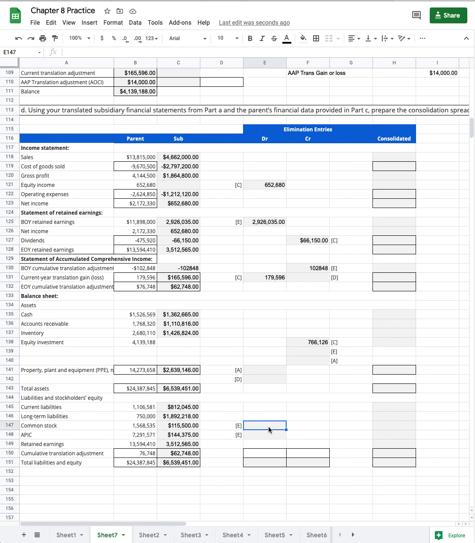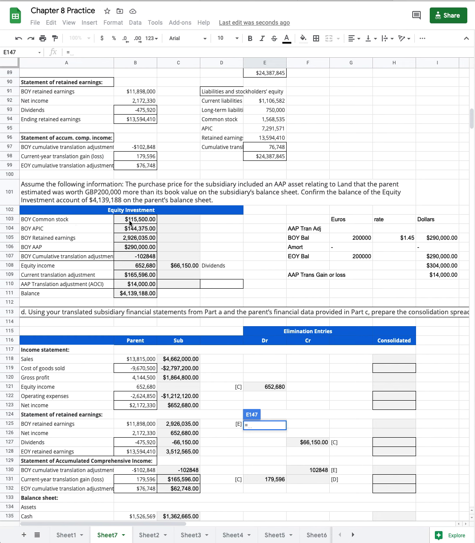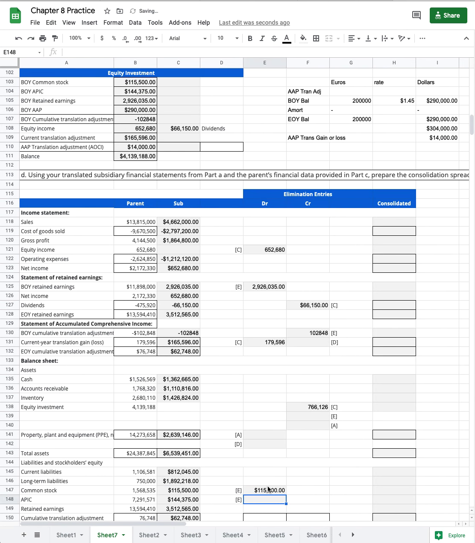Then down here, we also need to get our common stock and our APIC, so we'll say equals common stock. And it looks like we can pull that down because APIC is next. All right, and then that leaves us here plugging our beginning of year retained earnings plus the common stock plus the APIC minus our beginning of year cumulative translation adjustment for 3,083,062.